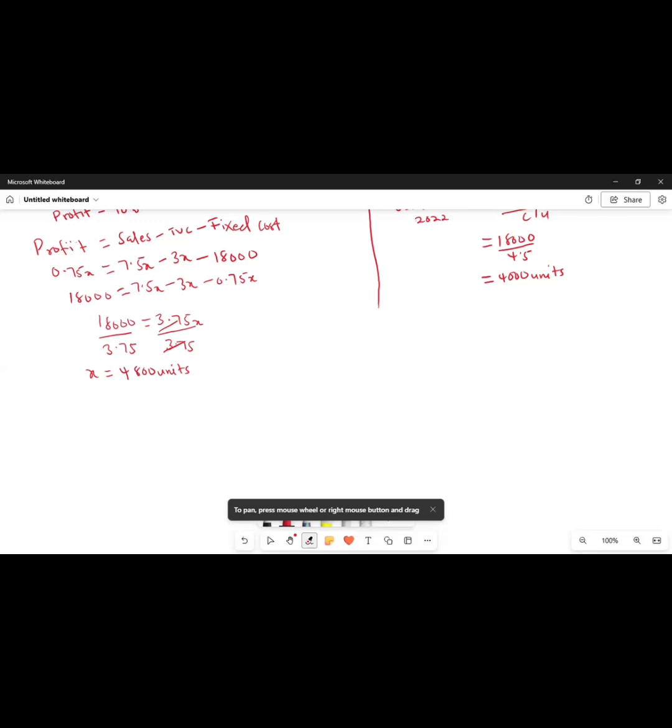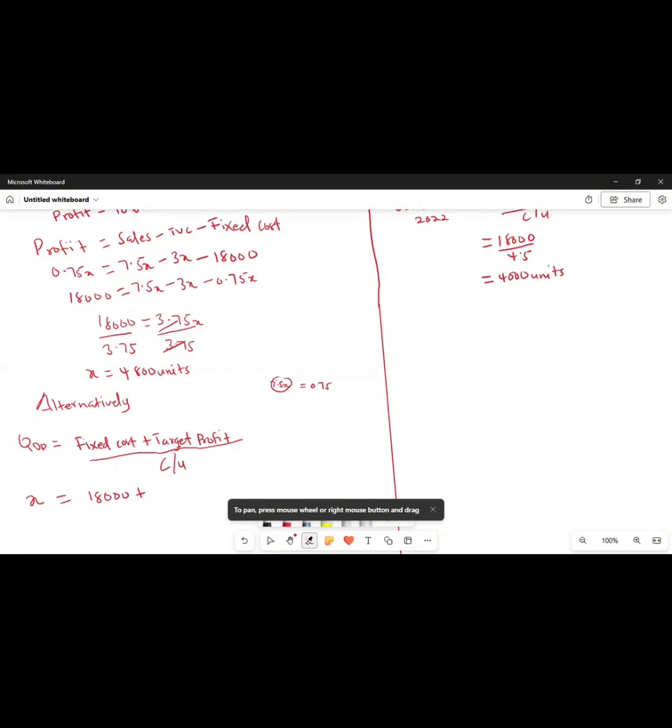Alternatively, this one is the equation method. If you want to use the contribution method, to get the target profit, all divided by the contribution per unit. What is the contribution per unit? The quantity desired, we don't know, so let the quantity be X. Cost is 18,000 plus the target profit, so 10% of sales.